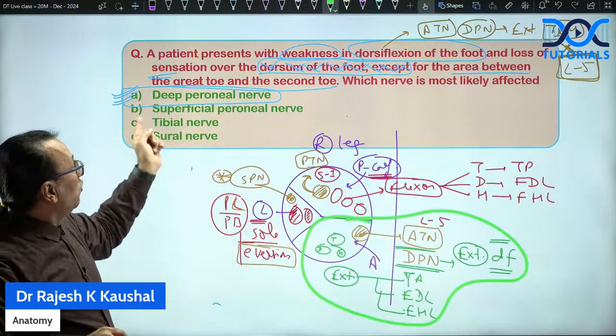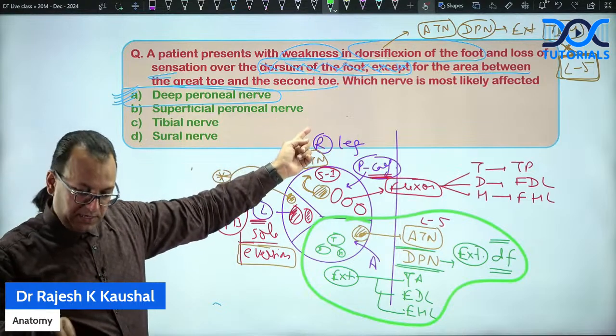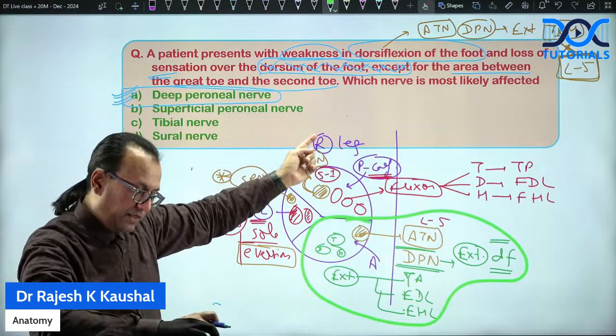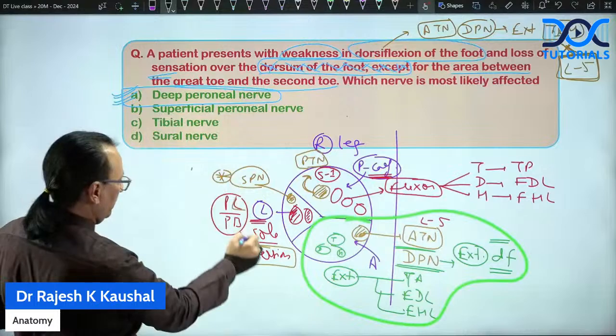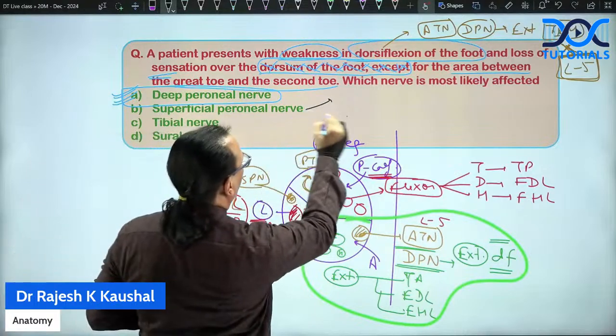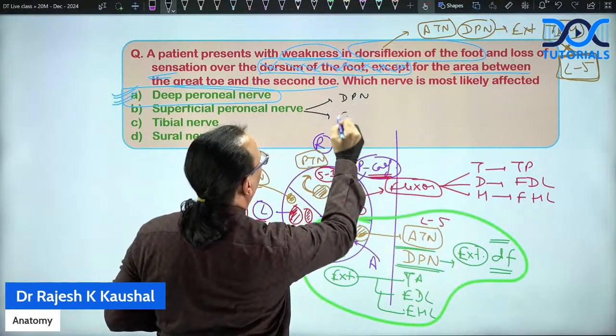What if the superficial peroneal nerve is not working? If the superficial peroneal nerve is not working, then you know it will have two branches, the deep peroneal nerve and the superficial peroneal nerve.